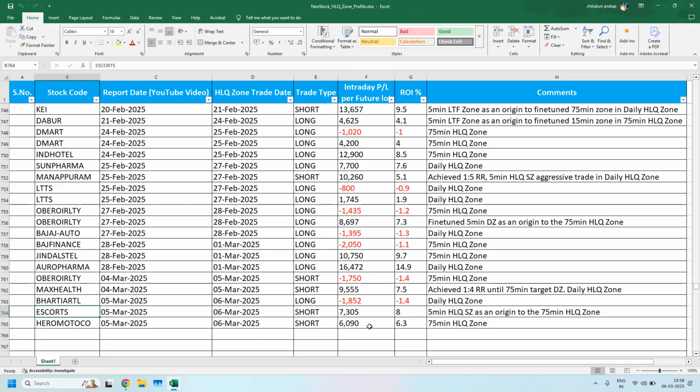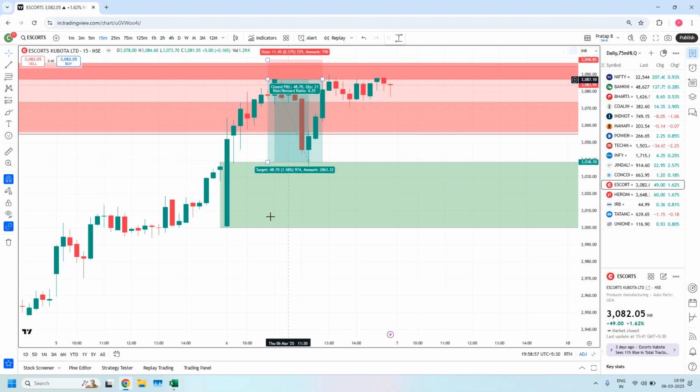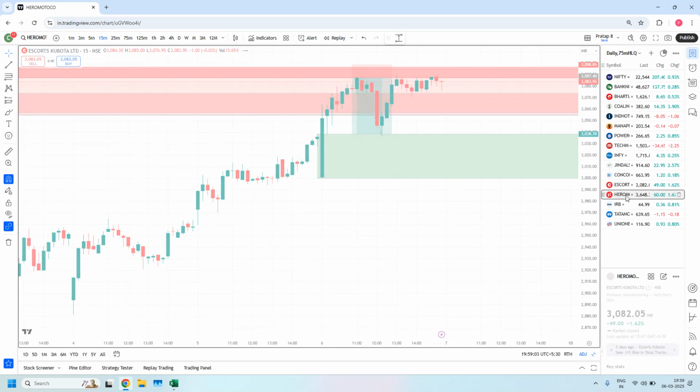And Escorts has given a profit of 7,305 rupees, which is 8% ROI as per one futures margin cost. Excellent profit. Escorts. And the next one is Hero Motors.